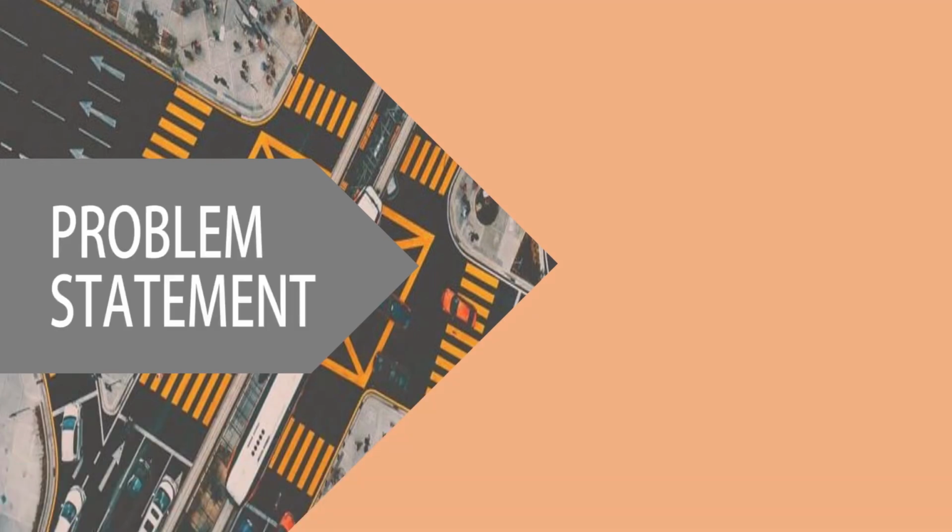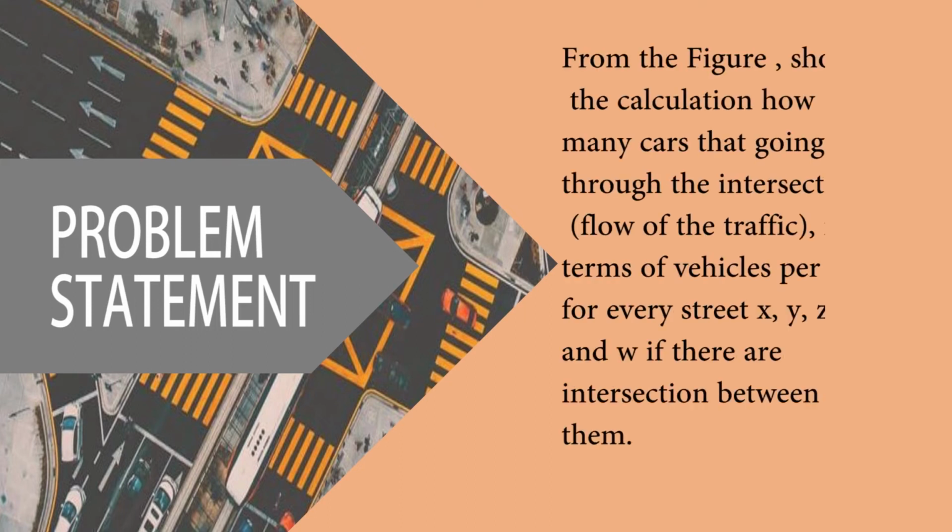From all the information given, the numbers of cars going through in and out can be found. So the question is, from the figure shown, calculate how many cars are going through the intersection, which is the flow of the traffic, in terms of vehicles per hour, VPH, for every street X, Y, Z and W if there are intersections or traffic between them.